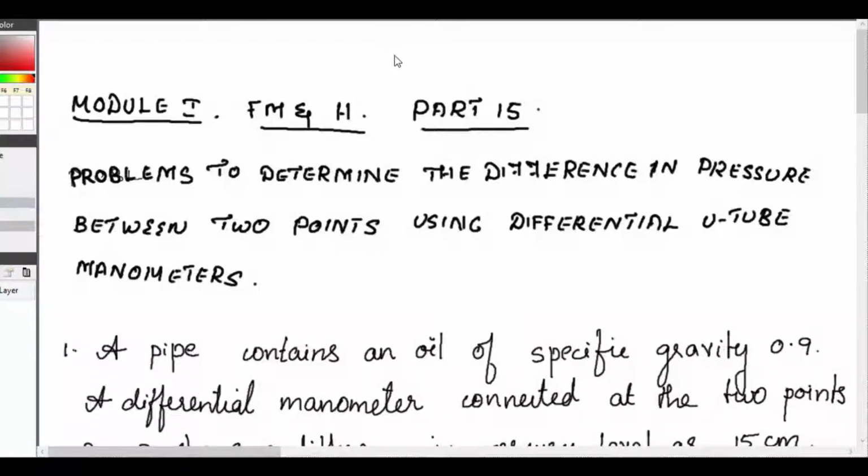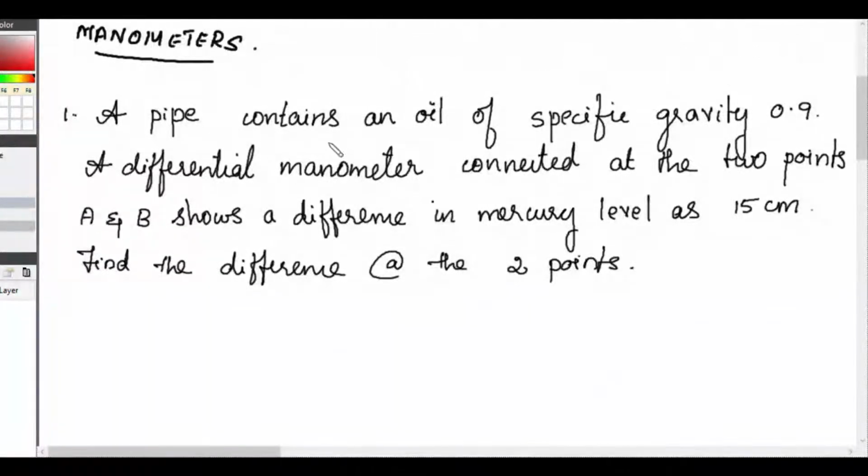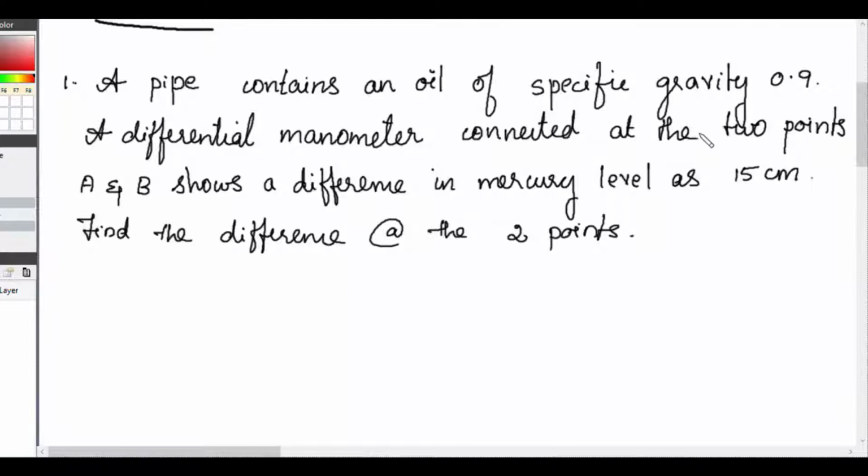Welcome everybody. So in today's class we will see how to determine the difference in pressure between 2 points using differential U-tube manometers. So our first problem is: a pipe contains an oil of specific gravity 0.9. A differential manometer connected at the 2 points A and B shows difference in mercury level as 15 centimeter. Find the difference in pressure at the 2 points.